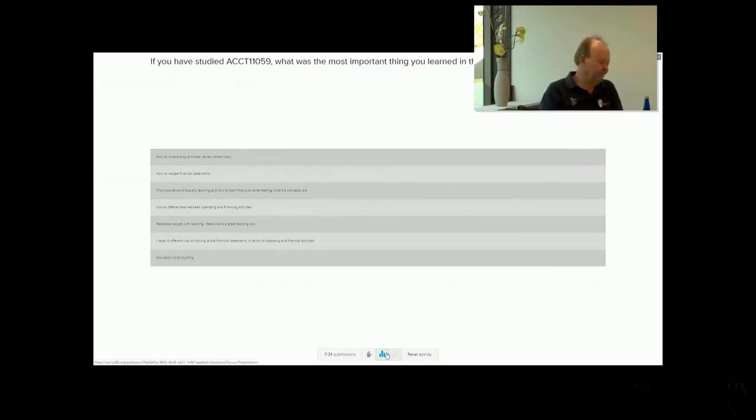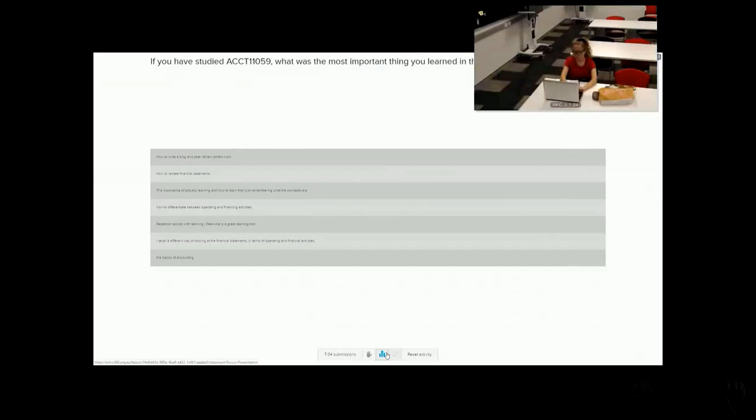Sure. So when I look at my slides, my list is slightly in a different order to yours. Students have said that they recall a different way of looking at the financial statements in terms of operating and financial activities, which is good because that's what we had to do again in our unit. Repetition assists with learning. That Peerwise is a great learning tool, and it certainly is. And there's a lot of good questions that you can generate for Peerwise directly from the study guide each week.